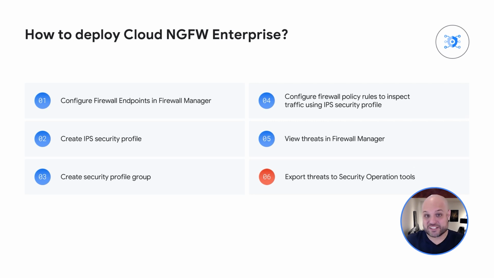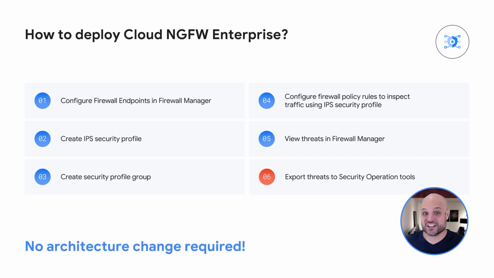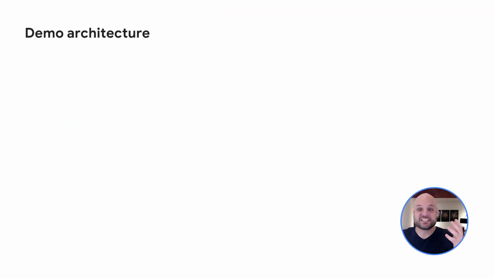I would also like to bring to your attention that enabling Cloud NGFW IPS functionality will not require any architecture change. So no special routing or load balancing change to your existing topology. Google takes care of this in the backend. All you need to do is to turn it on. So let's get into my demo lab.